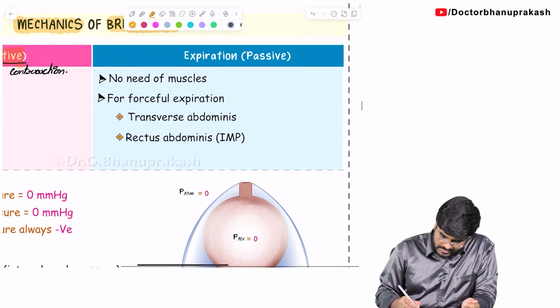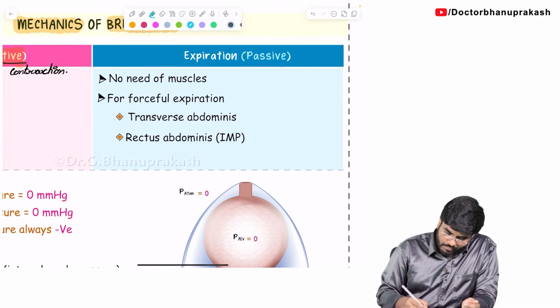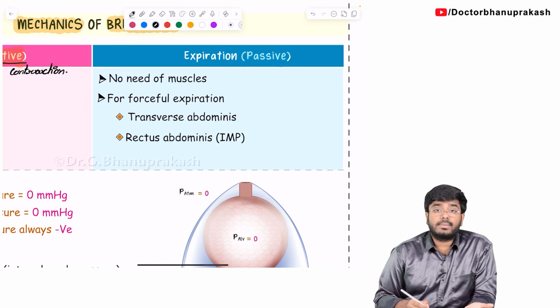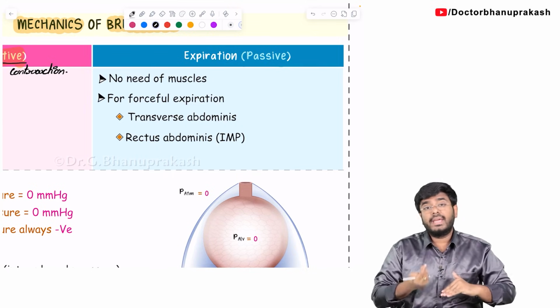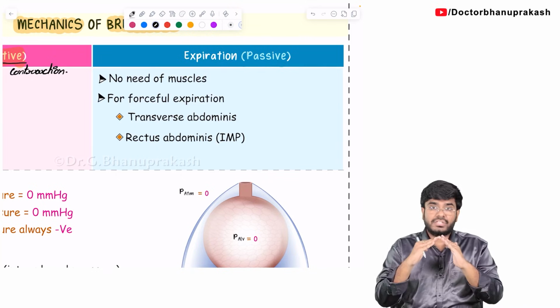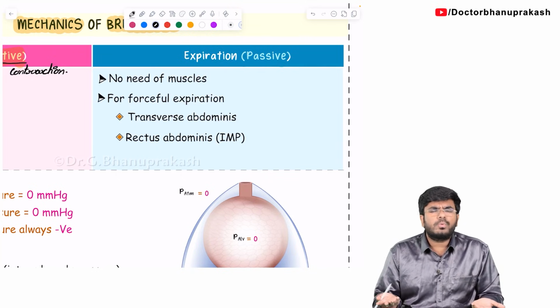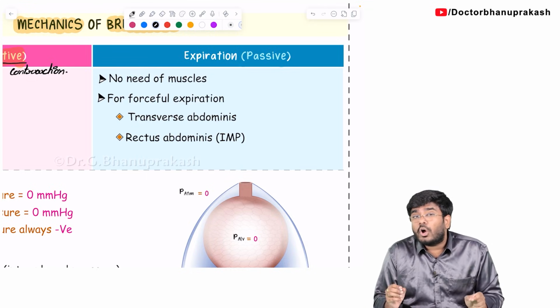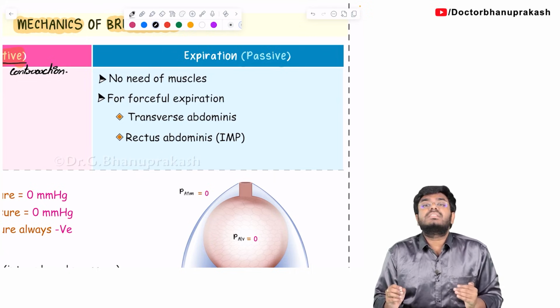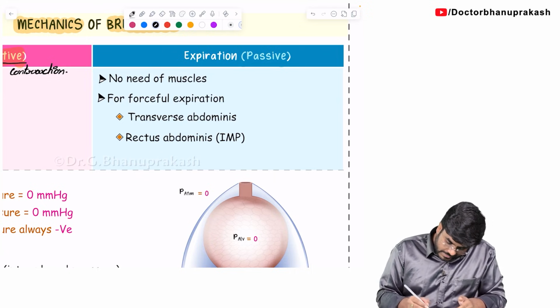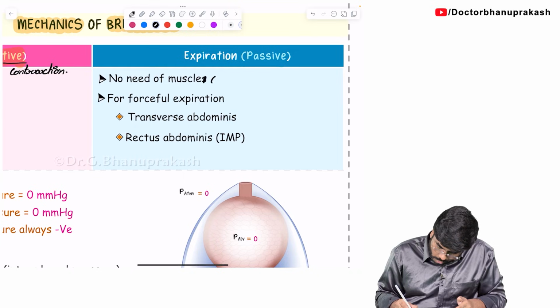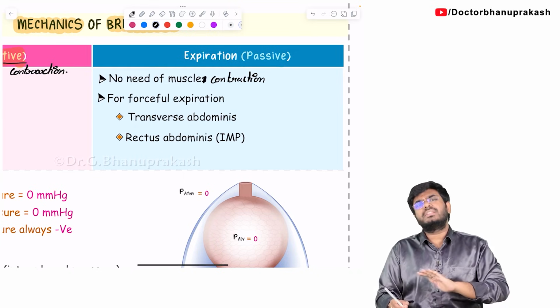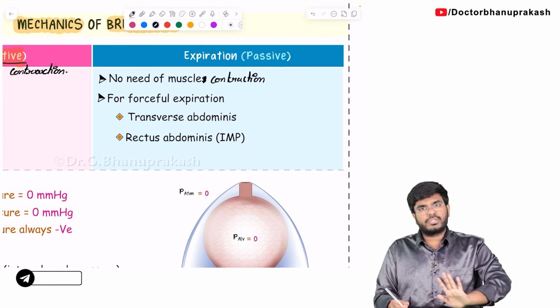Next, expiration. Look here. Expiration is a passive process, guys. Why is it passive? Because there is no need to contract any muscle. Because of muscle contraction, air goes into the lungs. Now, it's the relaxation of the muscle. Relaxation of muscles is a passive process, and relaxation doesn't require any ATP. So it's not muscle contraction which is required, it's muscle relaxation. Just muscle relaxation itself is enough for the expiration to occur.